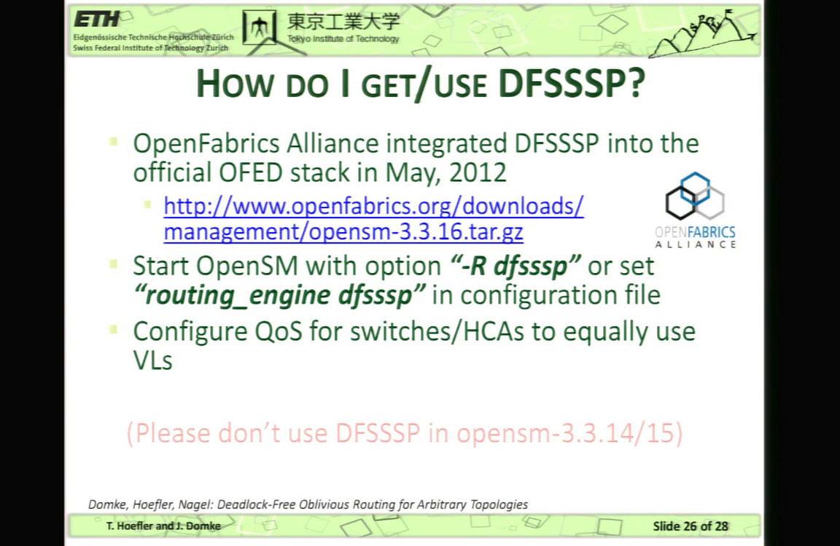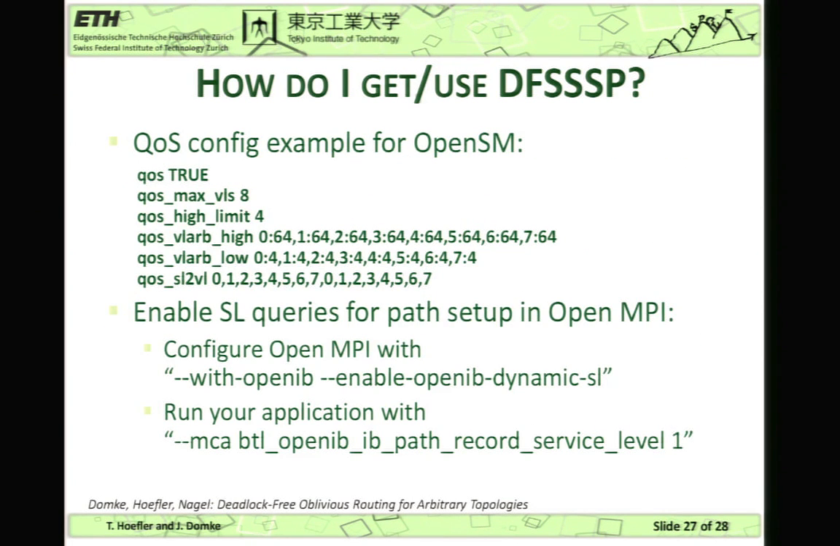So it's really easy. You can really just start OpenSM with the option -R dfsssp or set this keyword in the configuration file, same thing. And then if you actually want to use the deadlock freedom with your MPI library, you need to configure a little bit more, and you need to run Open MPI or MVAPICH or whatever MPI library with actually enabling different injection paths for the endpoints, right? This is extremely important, otherwise you'll not get deadlock-free routes.